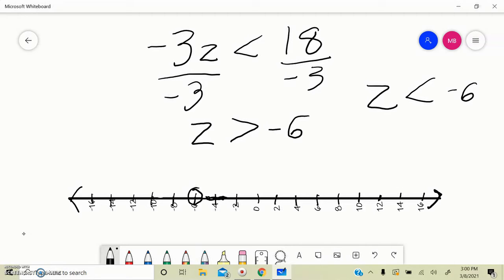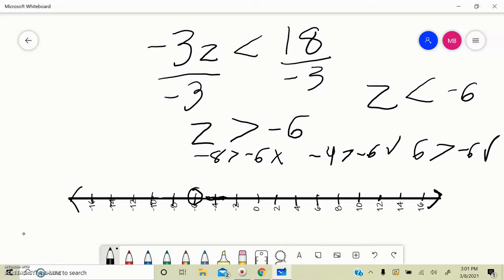Now, what we want is to test my numbers. So let's see, is negative 8 greater than negative 6? No. Is negative 4 greater than negative 6? Yes. Let's test one more. If I have 6, is that greater than negative 6? Yes. Alright, so I'm going to go ahead and draw my line. And that's how we do that.